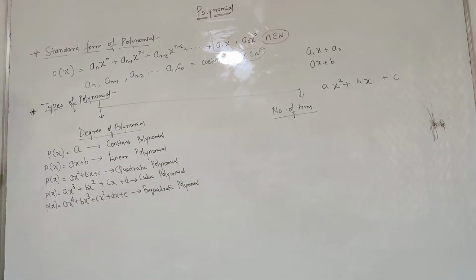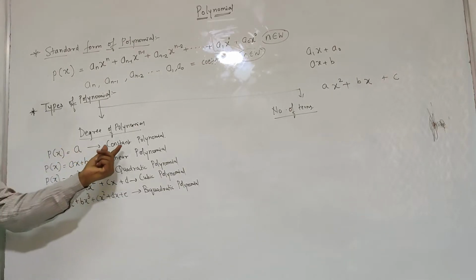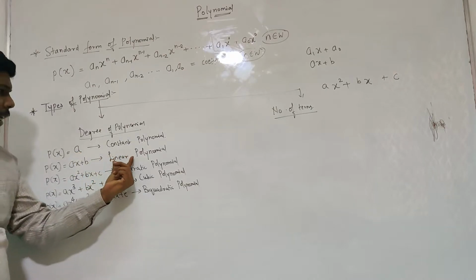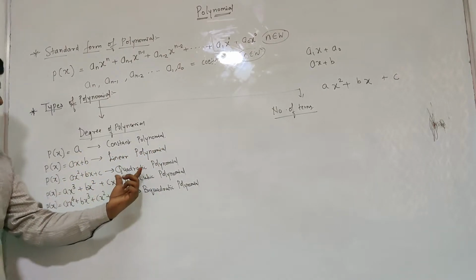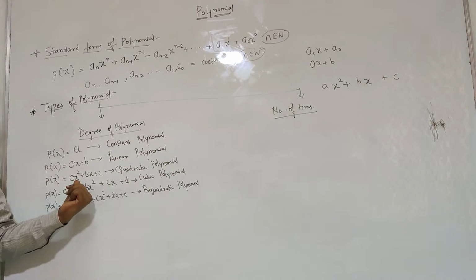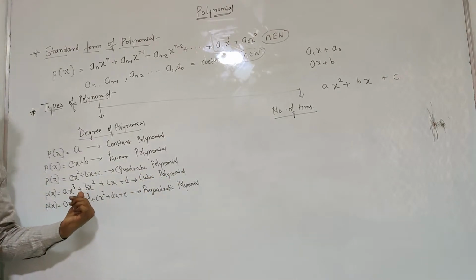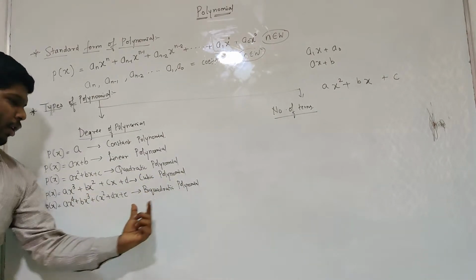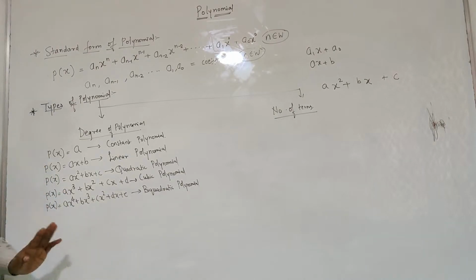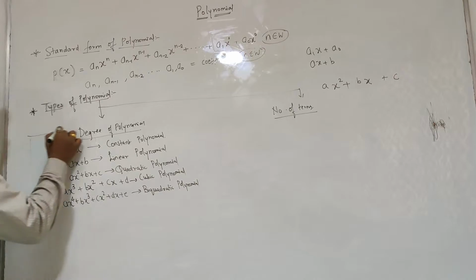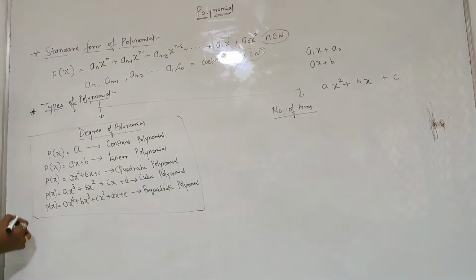Okay, so these are the first 5 categories where we can categorize the polynomial depending upon their degree. So constant polynomial, correct, then we have a linear polynomial with degree 1, then a quadratic polynomial with degree 2, then a cubic polynomial with degree 3, and a biquadratic polynomial with degree 4, and so on. Okay, but these are the first 5 types that you need to remember. Okay, so this is our first classification.